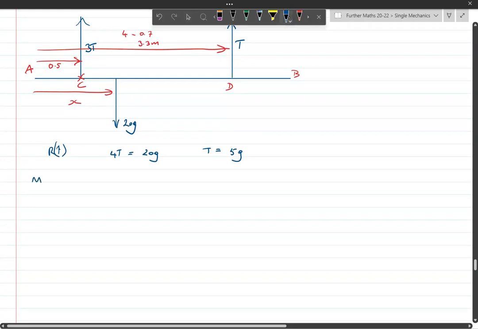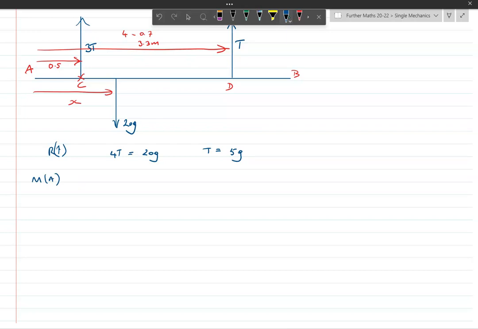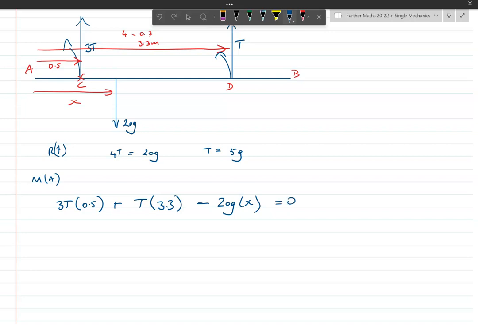Okay, so now we can do our moments equation. We have moments about A. The 2 anti-clockwise ones are these 2. So we have 3T times 0.5 plus T times 3.3, and then that's counteracted by this one, which is equal to 20g times x. I can just rearrange: that's 1.5T there, and 3.3T, so that's 4.8T equals 20gx.